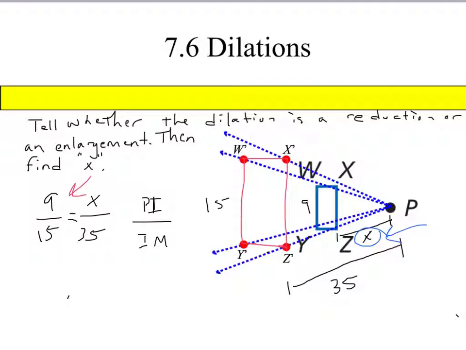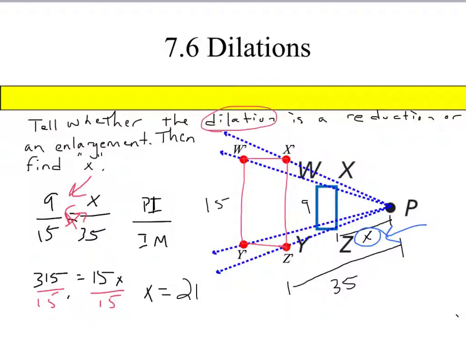From here, we know how to solve a proportion where you cross multiply. You get 9 times 35 is 315, and you get 15x on the other side. Divide by 15 on both sides, and your answer is going to come out as x equals 21. So my x is 21, all because I was able to know that this is going to be a dilation. That dilation tells me what it is.